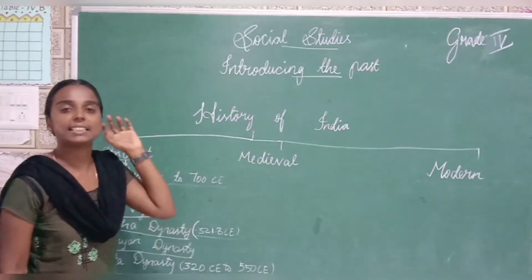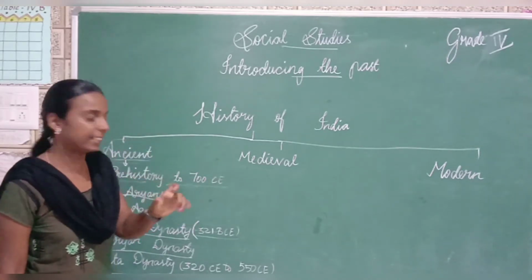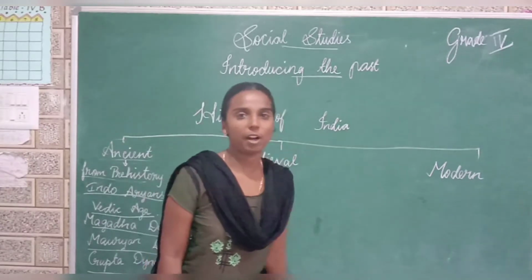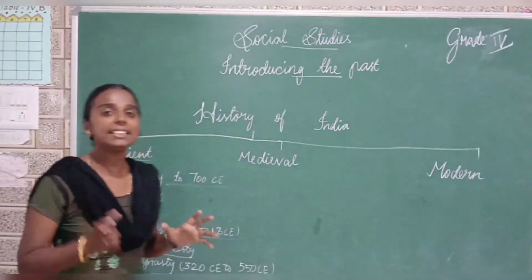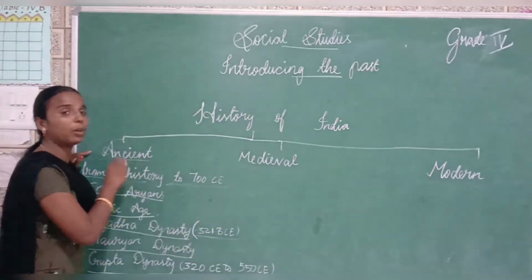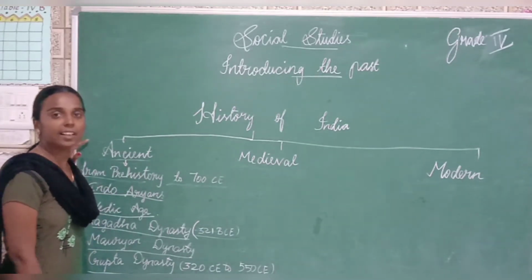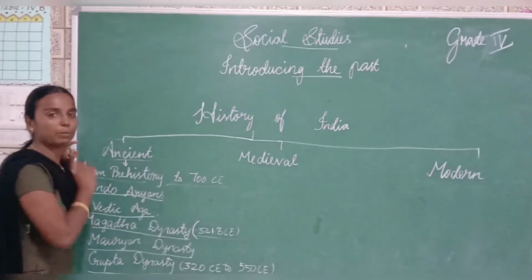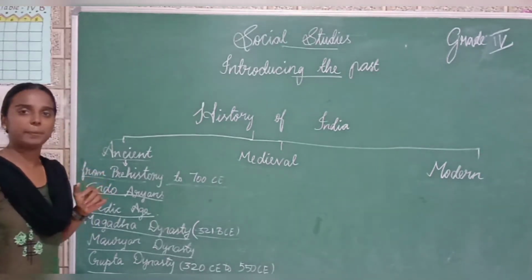So, we have 3 periods in the big history of India. What are they? Ancient period, medieval period and modern period. So among that, in our last class we have learnt about the ancient period, right? Do you remember that? Yes. Now we can recall all the things what we have learnt about this ancient period, okay?